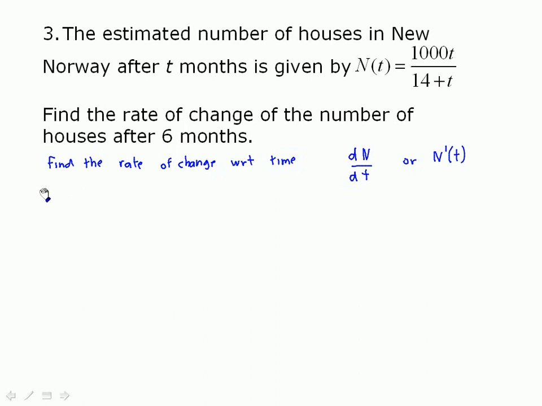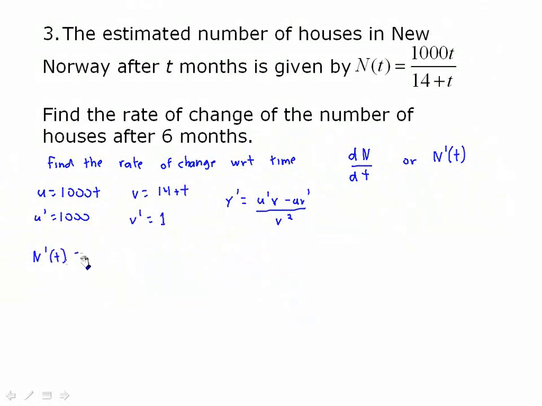I will use the quotient rule. So u is equal to 1000 t. So I'll write that as u prime is equal to 1000. v is equal to 14 plus t. So v prime is equal to 1. And y prime, using the quotient rule, is equal to u prime v minus u v prime over v squared. So n prime at t is equal to 1000 times v, which is 14 plus t, minus u, which is 1000 t times 1, so 1 times 1000 t, all over v squared, which is 14 plus t squared.